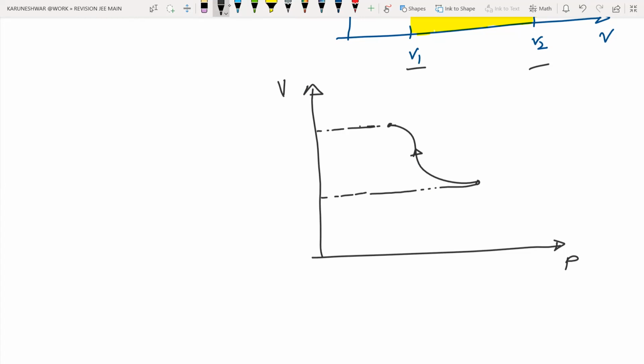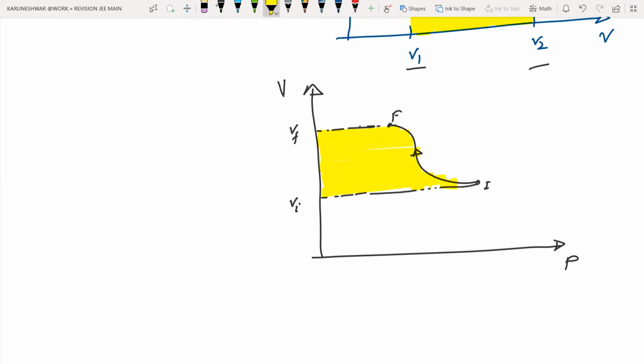Suppose it is starting from this point, the initial point I, and this is the final point F. So this is your V initial and this is your V final. The area we get here is the area under the PV graph, and that will be the work done. Here we are considering the area along the y-axis because pressure is given on the x-axis. That is why it will be so.